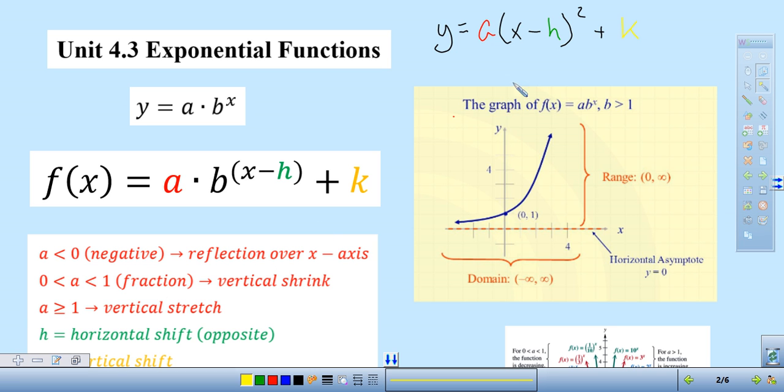how the a value would cause a vertical shrink if it was a fraction, or how the a value would cause a vertical stretch if it was greater than 1. We talked about how the number inside the parentheses moved us left or right. And it was opposite though, remember that? So if it was x minus 2, it didn't go to the left, it went to the right. And then for the k, that was a vertical shift that moved us up and down. We've already done this several times and applied this on the last test.